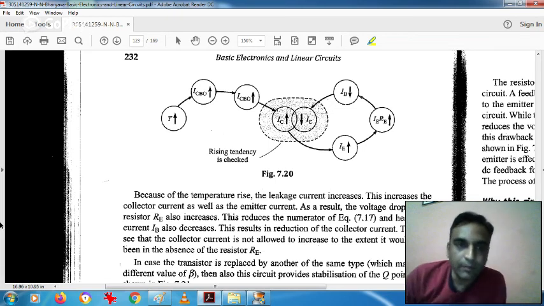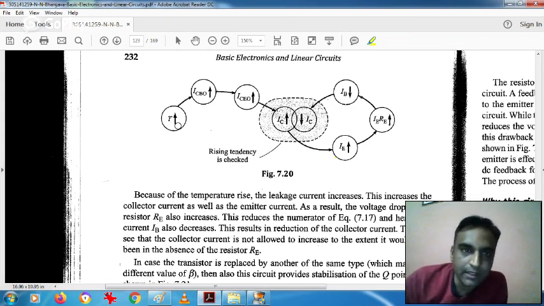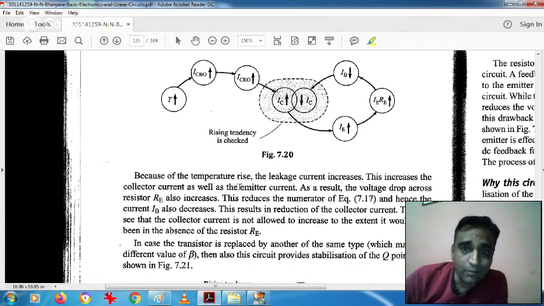Okay, so thermal runaway, as we have understood earlier: as the temperature increases, ICBO increases, ICEO increases, and again IC increases. Now how will this circuit stop this thermal runaway? The main point over here is the resistor RE. Because the temperature increases, the leakage current increases. This increases the collector current. That is, temperature increases, ICEO increases, IC increases.